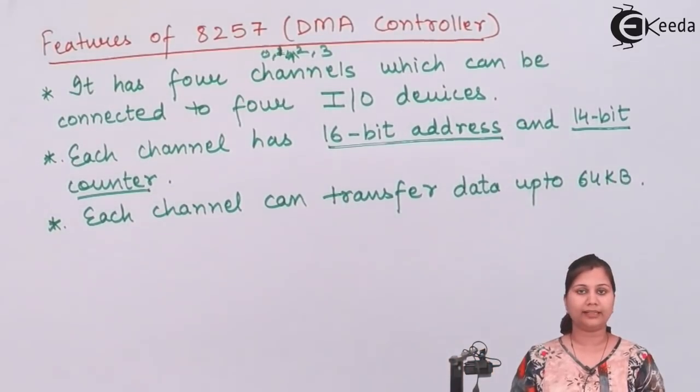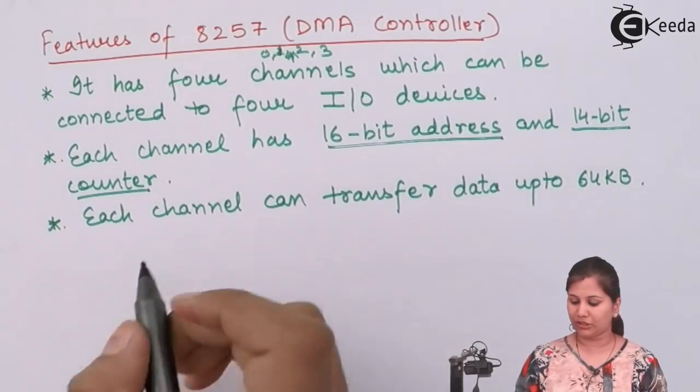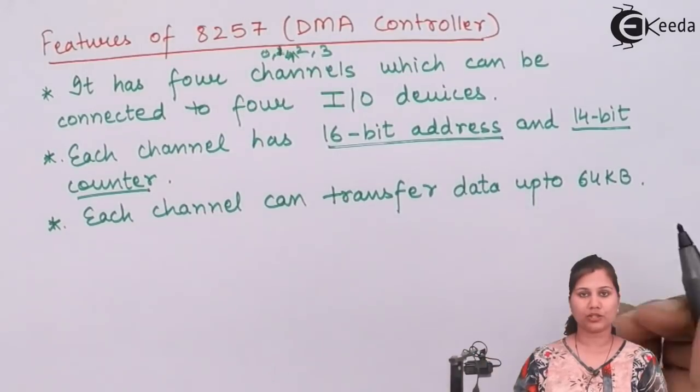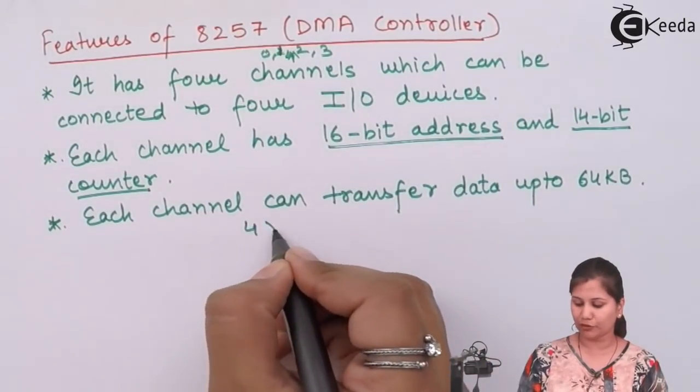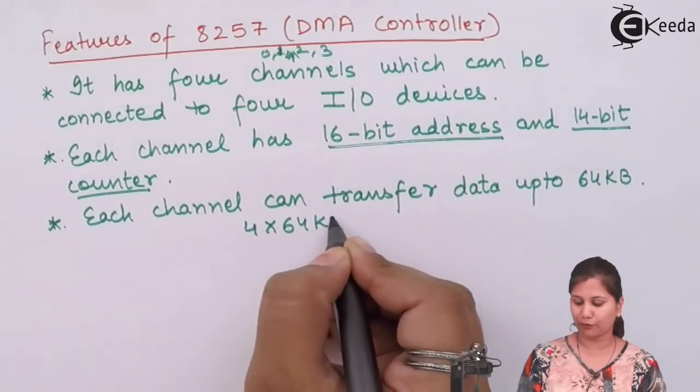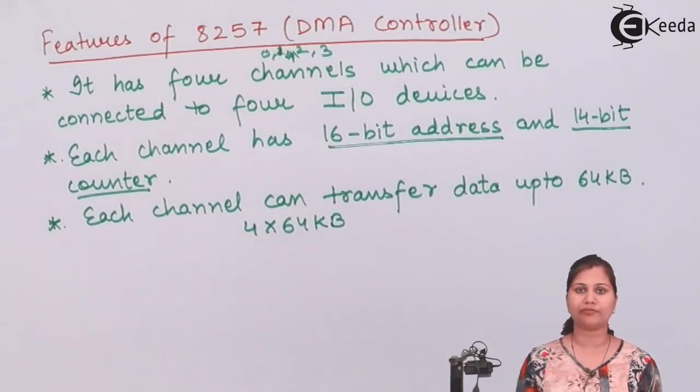Now each channel can transfer data up to 64 kilobytes. So there is a large capacity of data transfer by the channels of the DMA. Each channel can transfer up to 64 kilobytes, and it has 4 channels, so 4 into 64 KB of data can be transferred through the DMA.